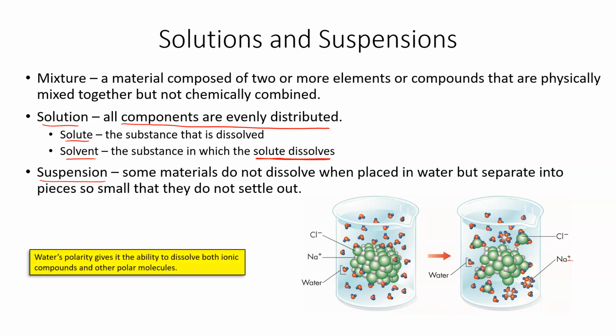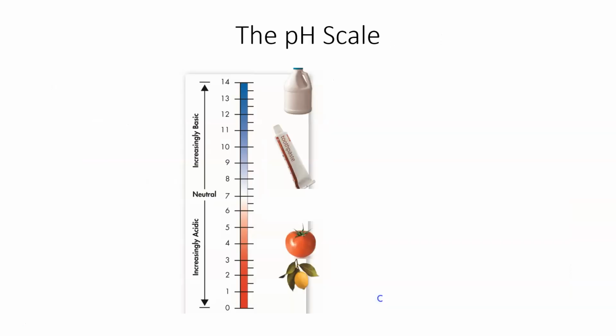Water's polarity gives it the ability to dissolve both ionic and polar molecules. Because these are ions and they were put together via ionic bonding to create salt, salt can be dissolved by water into the individual ions, and those individual ions are held separated from the mass by the water molecules. That's an ionic compound. Polar molecules like glucose can also be dissolved in water because the water is polar and the glucose is polar as well.